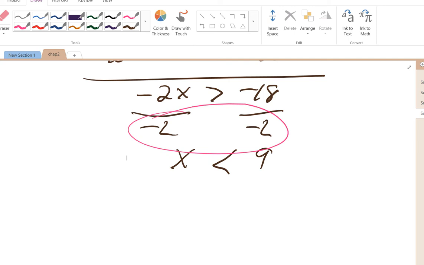I'll give you a couple of those to practice. Any questions on that part, the solving inequalities? It's very similar to what we were doing.